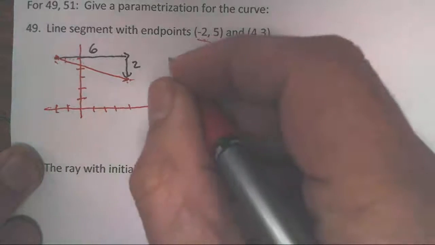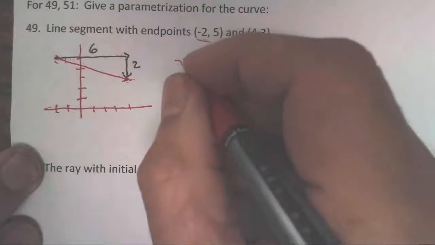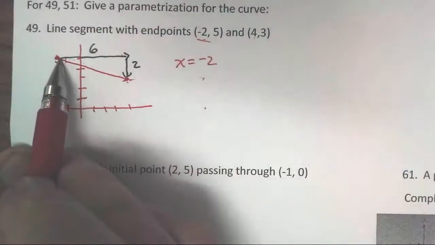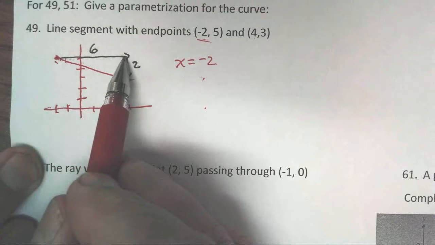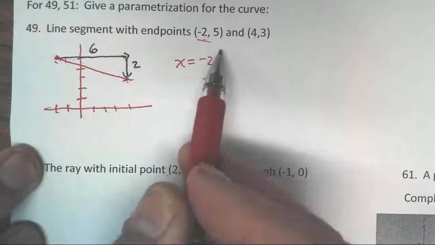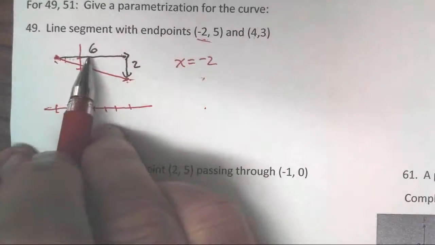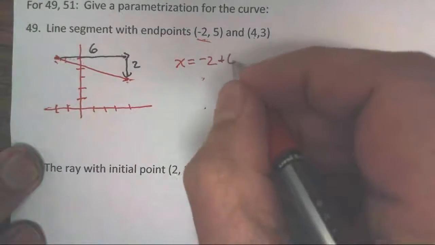So my x value, where did it start at? -2. What am I doing to it each step? Each time unit, we'll say. I'm moving 6. If I move 5 time units, I move 6 times 5, 30 to the right. If I move t time units, I move 6 times t.